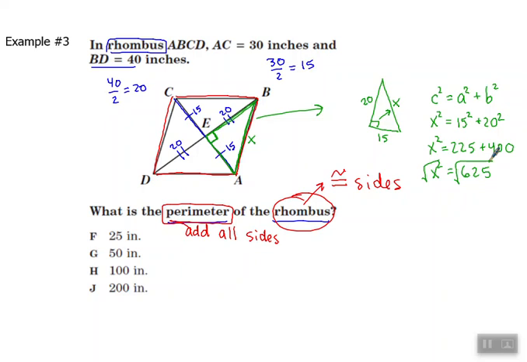I take the square root of both sides, and x equals 25. So that means this side is 25, therefore all the sides are 25. And because I want to find the perimeter, I know it doesn't make sense that I would pick 25 because I have to add all the sides. So 25 added up 4 times, which would be the same as 25 times 4, or 100.